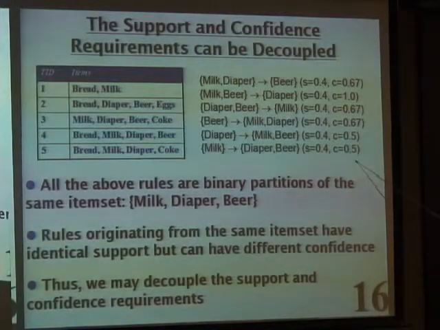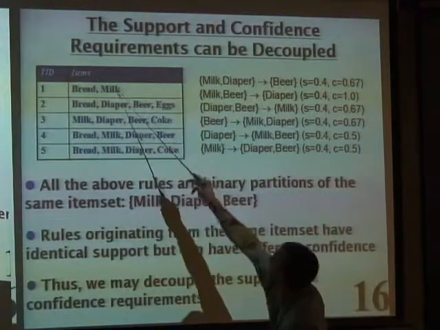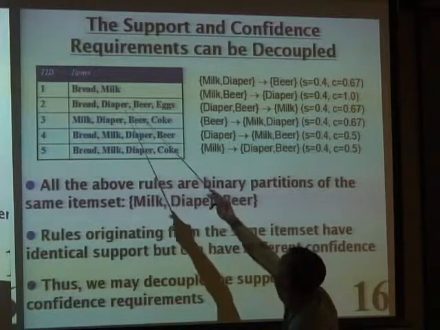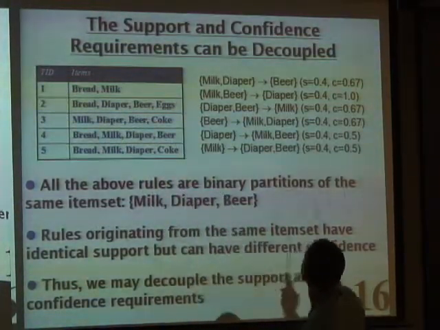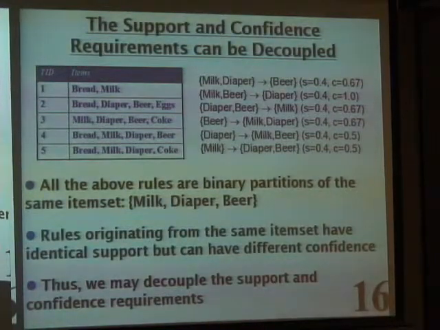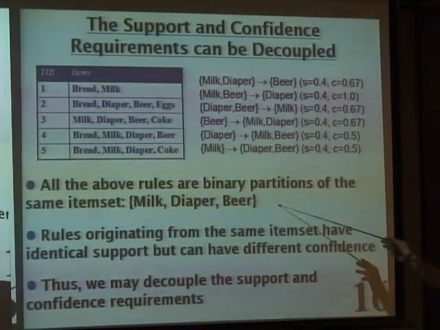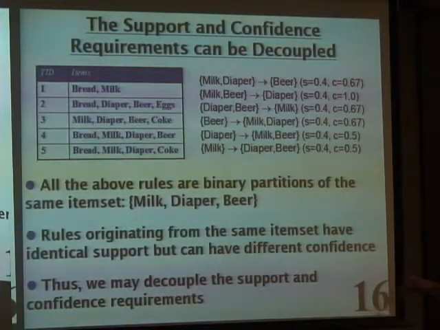Some rules have small confidence. Milk implies diaper, beer, right? So milk is here, here, here, and here, but how many of those also have diaper, beer? Well, this one and this one. So that's 2 out of 4, right? So they can all have different confidence, but they all have to have the same support if they're involving milk, diaper, and beer. So all these rules are binary partitions of the same item set, milk, diaper, beer. Rules coming from the same item set have identical support but different confidence. Thus, you can decouple the support and confidence requirements.